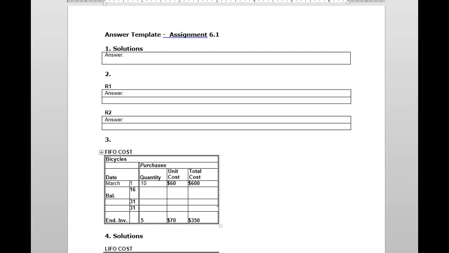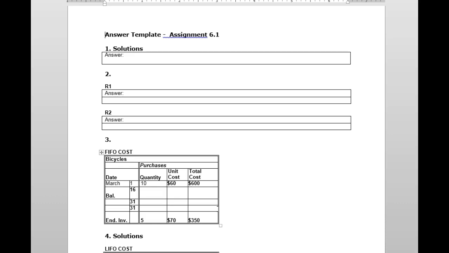Periodic looks at your inventory within one period, so you may add and subtract from inventory all month with purchases, and then at the end of the month, the period, you'll go out and calculate the inventory at the end of the period rather than throughout the period.